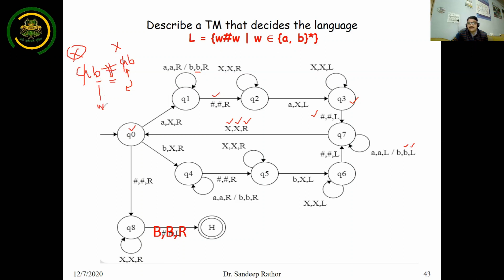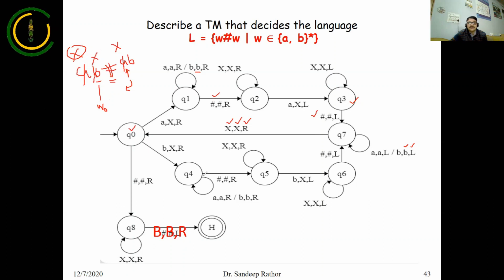So now there may be two possibilities: you can start with A or you can start with B. If you start with A, that means this path should be followed. If you start with B, then this path should be followed. So in this situation, similar to the previous one, just see here. Now you are in the state Q0 again, and you are reading B. So this B is converted to X and move towards the right side.